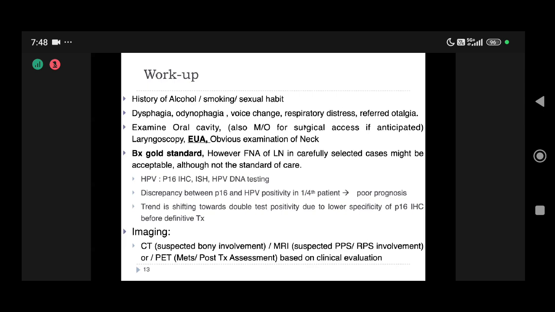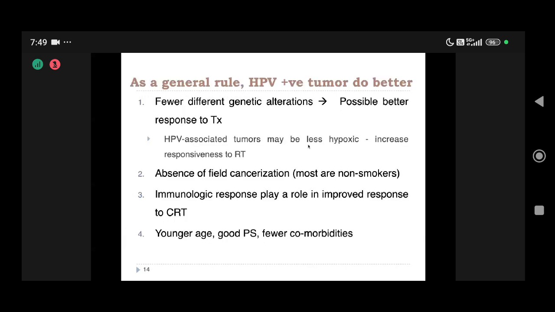PET is done for distant metastasis. You can do an HRCT chest or an ultrasound abdomen, or you can do PET depending upon the clinical scenario. If it's a high stage disease, high nodal stage, multiple nodes, or low-lying neck nodes, a PET might be a better investigation. So that's how you basically work up a patient of oropharyngeal cancer.